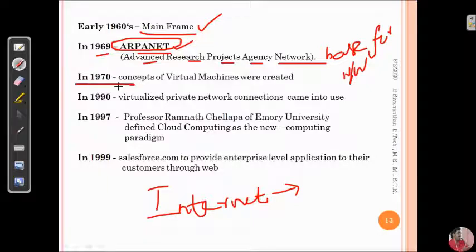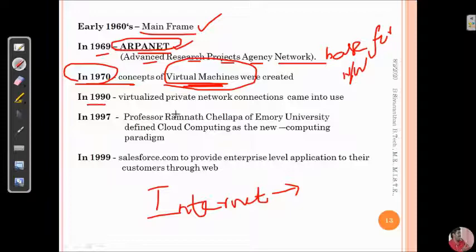In 1970, the concept of virtual machines was created. So kindly listen carefully: in the year 1970 itself, the virtual machine concept was created. We will dig much deeper into that topic in a later phase, so no need to worry about it.